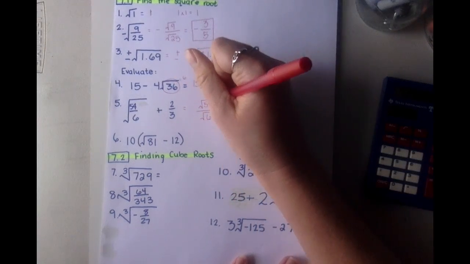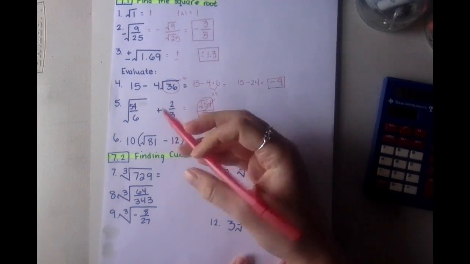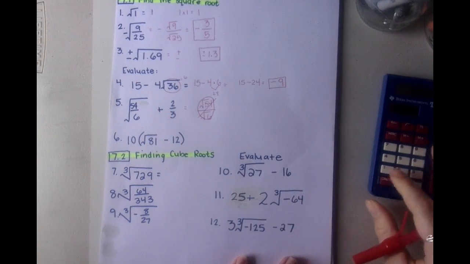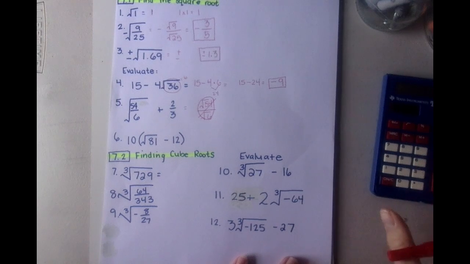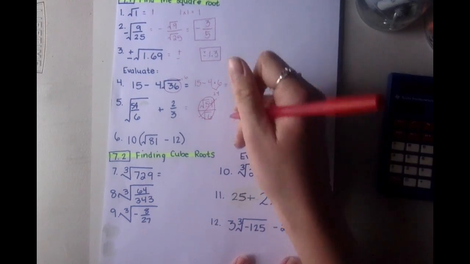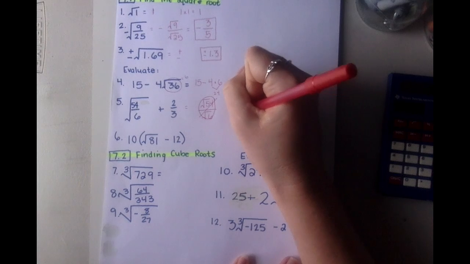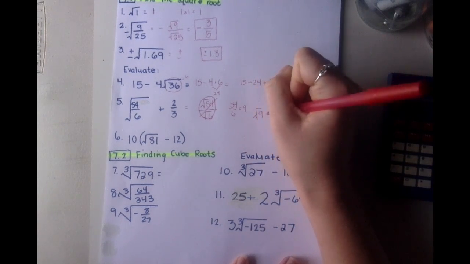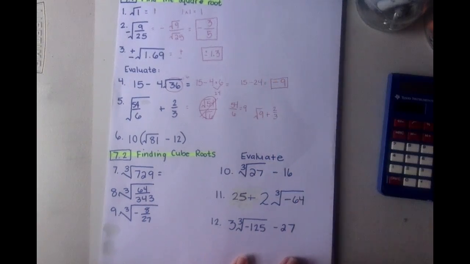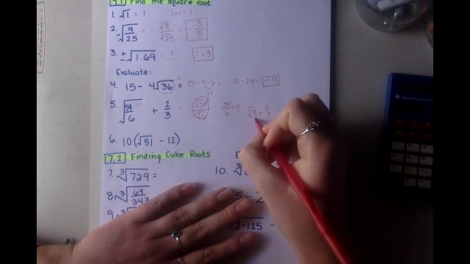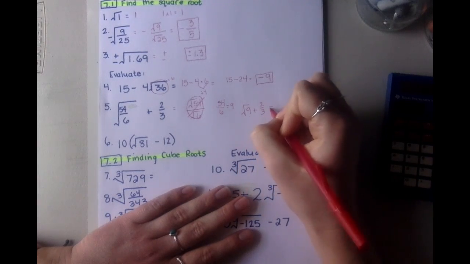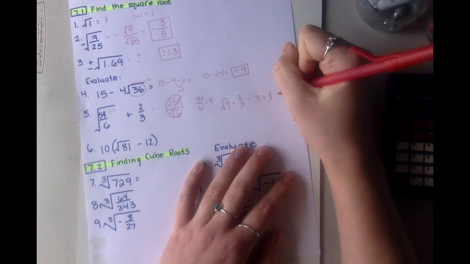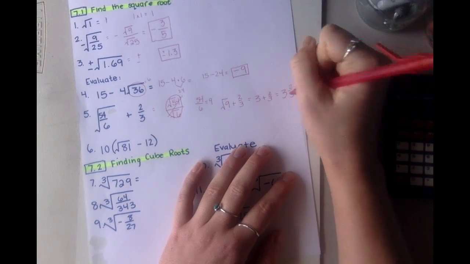No. Since these are both not perfect squares, I think, well, what is 54 divided by 6? 54 divided by 6 equals 9. So I can turn this into the square root of 9 plus 2 over 3. And then I can simplify, well, the square root of 9 is 3, so this turns into 3 plus 2/3. So my answer is 3 and 2/3.